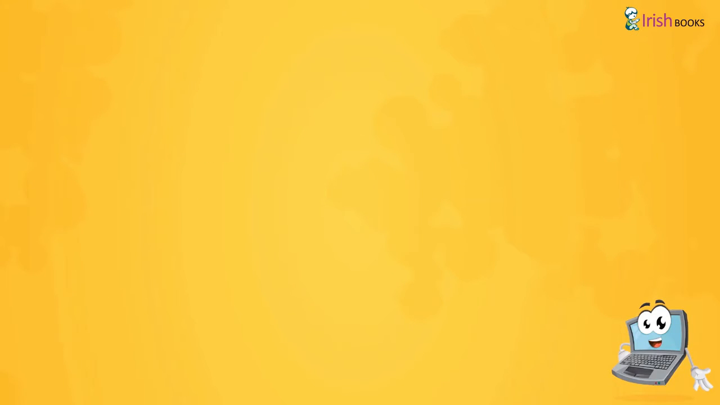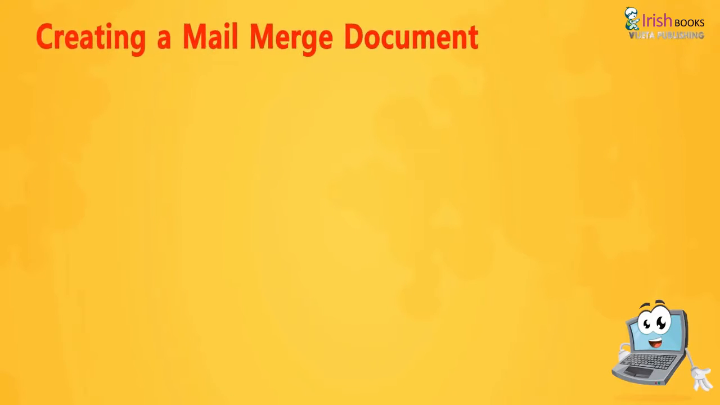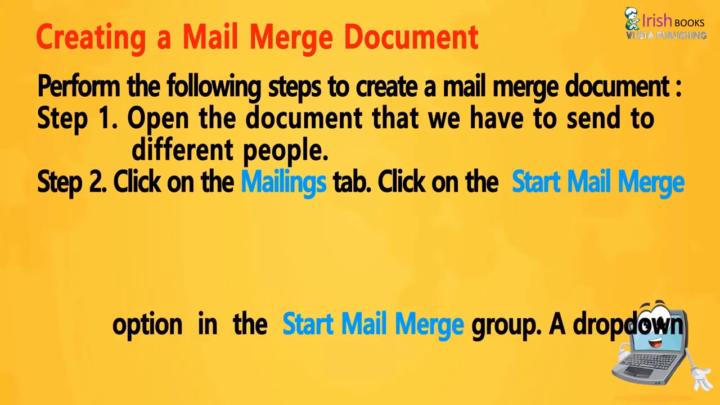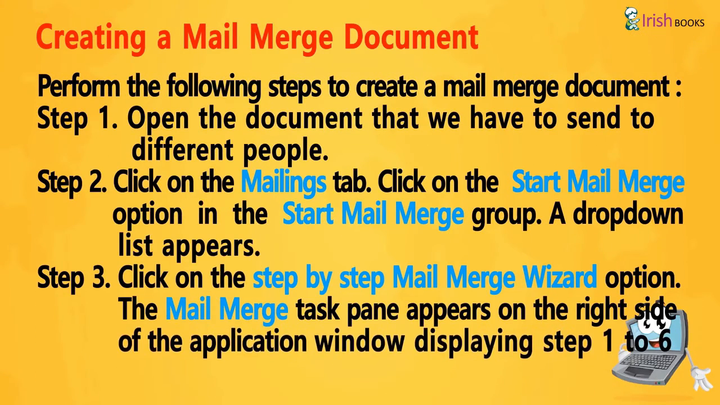Creating a mail merge document. Perform the following steps to create a mail merge document. Step 1. Open the document that we have to send to different people. Step 2. Click on the Mailings tab. Click on the Start Mail Merge option in the Start Mail Merge group. A drop-down list appears. Step 3. Click on the Step-by-Step Mail Merge Wizard option.